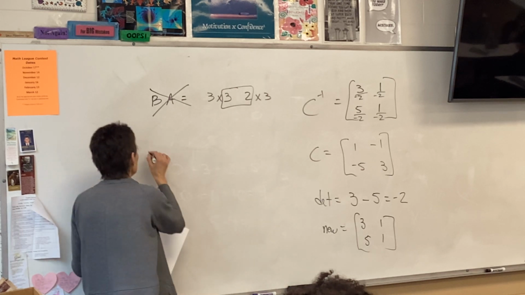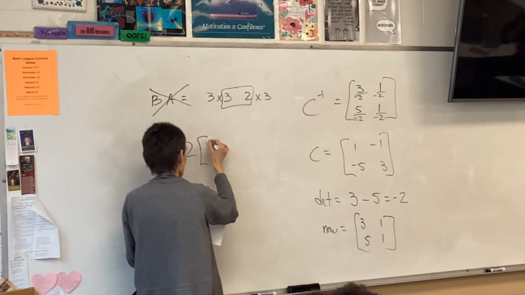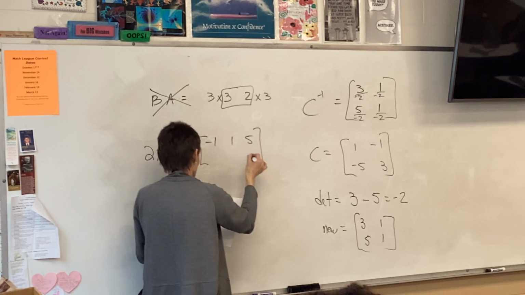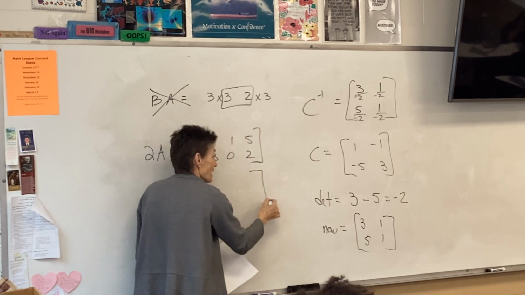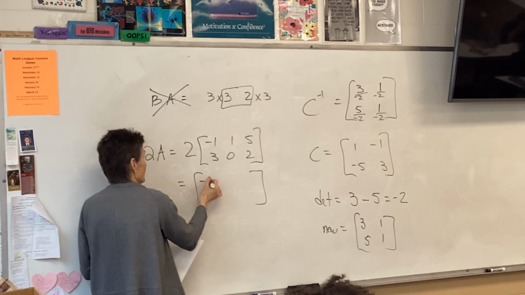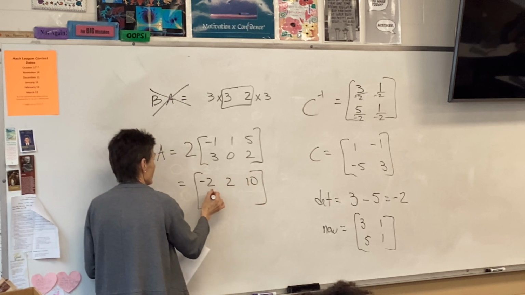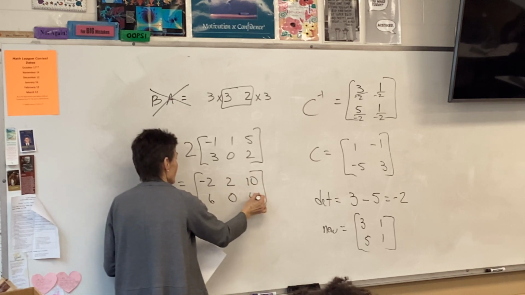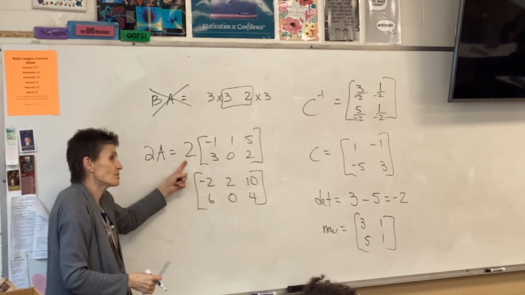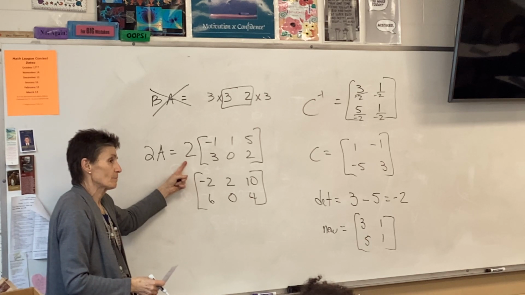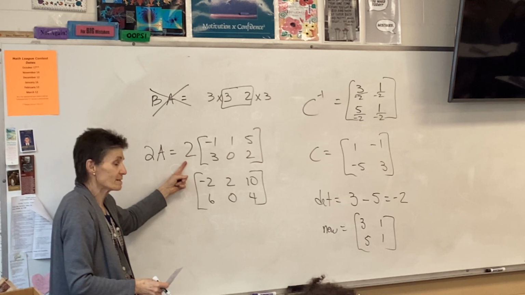All right, what about 2A? Can I take 2 times A? Heck yeah, you can take 2 times anything. So what will 2 times A be? Negative 2, 2, 10, 6, 0, 4. Scalar multiplication is like the distributive property. There is nothing easier. Don't miss that.